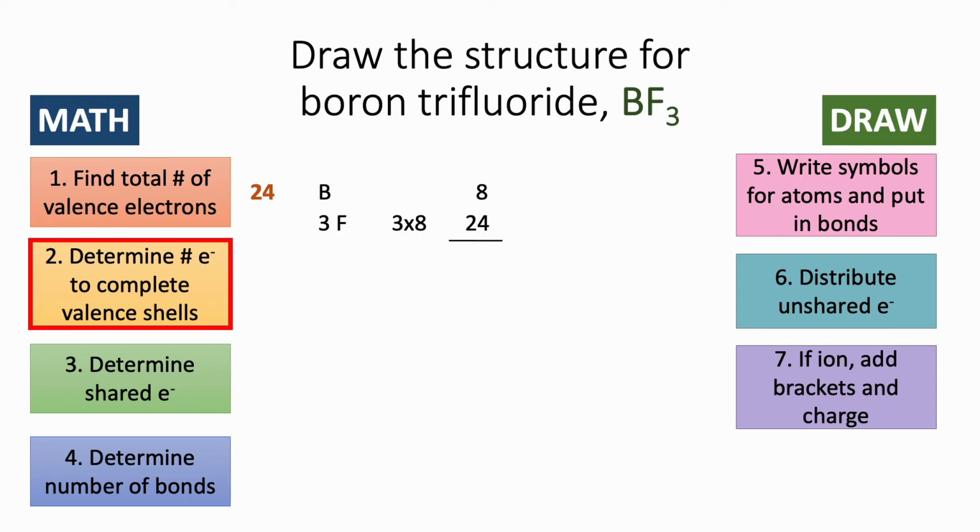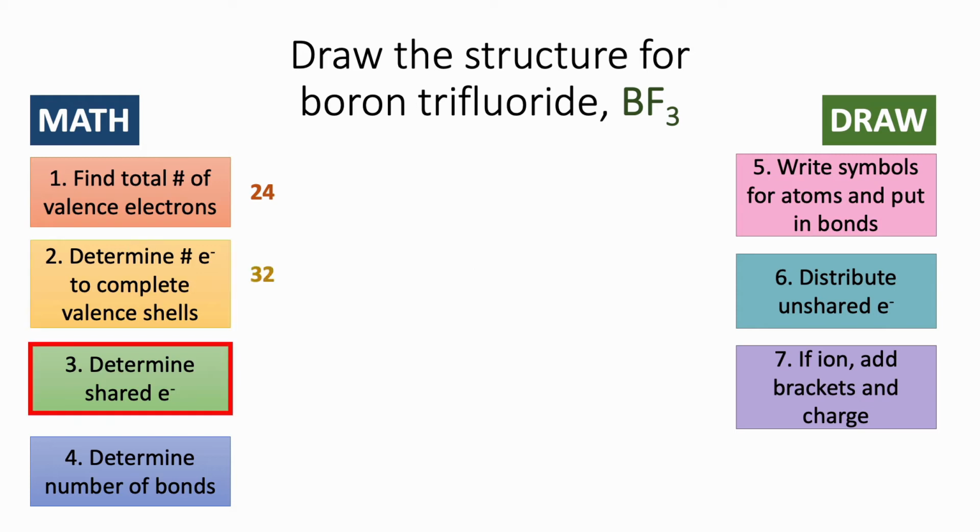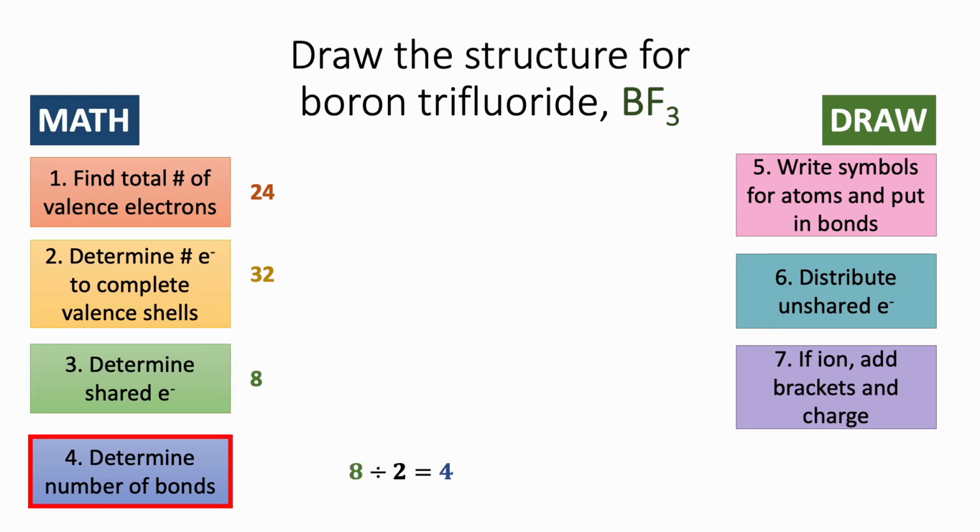Each of our 3 fluorines would want 8, so that's 24. And that means we need 32 electrons. How many of those electrons would be shared? Well, that would be 32 minus 24, which is 8. And 8 shared electrons means we're going to have 4 bonds.